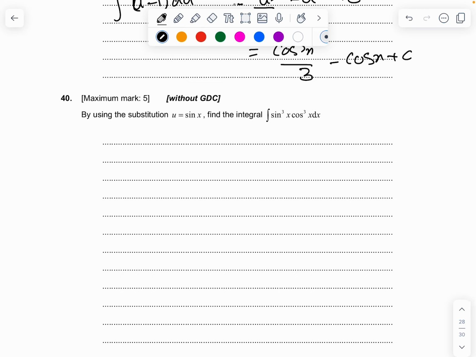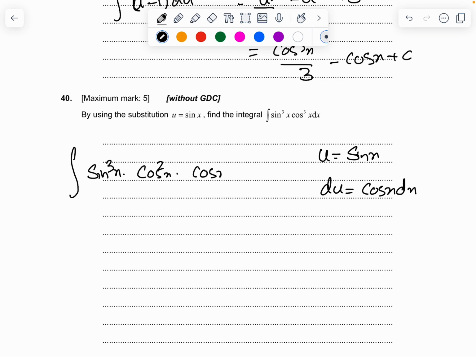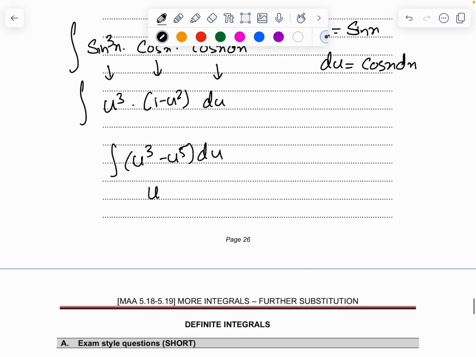Now to the next question, u equals sin x is the substitution. So du equals cos x dx. So sin cube x, then cos square x times cos x dx. Sin cube x is nothing but u cube. Cos square x is 1 minus sin square x, and cos x dx is du. So it becomes integral of u cube minus u power 5 du. So this becomes u power 4 upon 4 minus u power 6 upon 6 plus c, which is sin power 4 x upon 4 minus sin power 6 x upon 6 plus c.